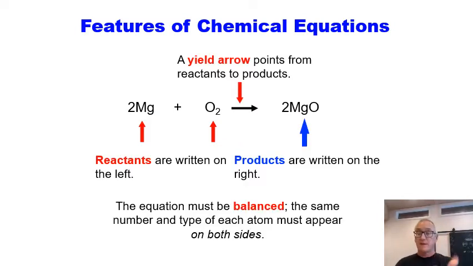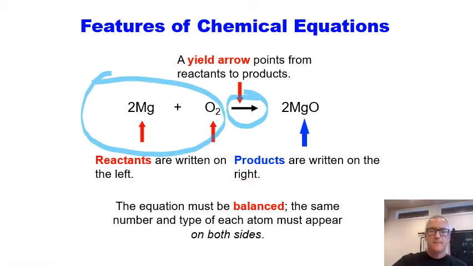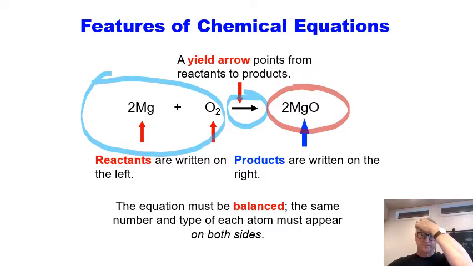So this is how we write a chemical reaction. This arrow tells us the direction that the reaction's going. And the reactants are always going to be on the left side. So here's my reactants on the left side. Here's my products on the right side. So this is an oxidation reaction. It is a metal, magnesium, reacting with oxygen.